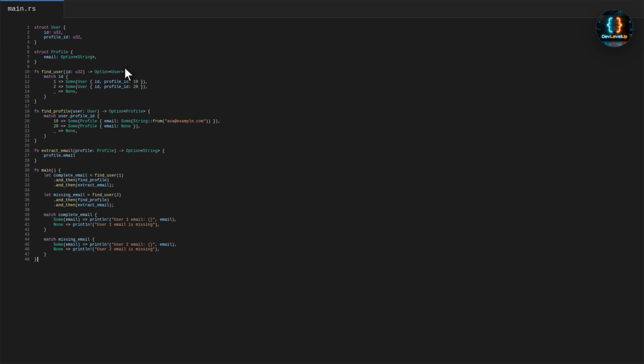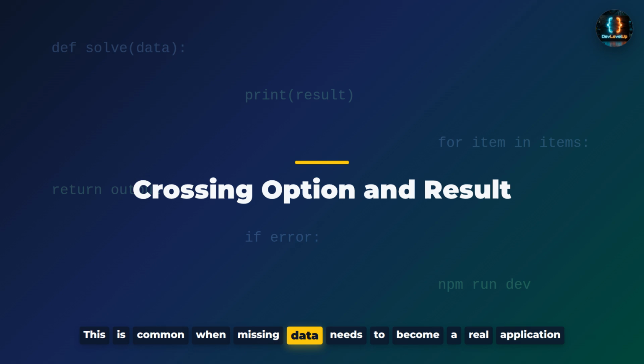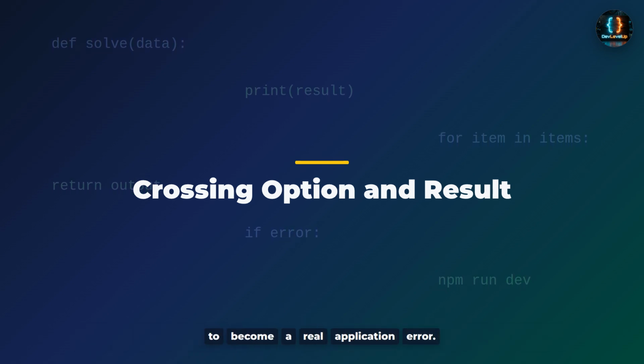Now let's show the best rule for this pattern. Use and_then when the next operation can also fail with None. It keeps the happy path readable while still preserving every missing data case. Now we move between Option and Result. This is common when missing data needs to become a real application error.